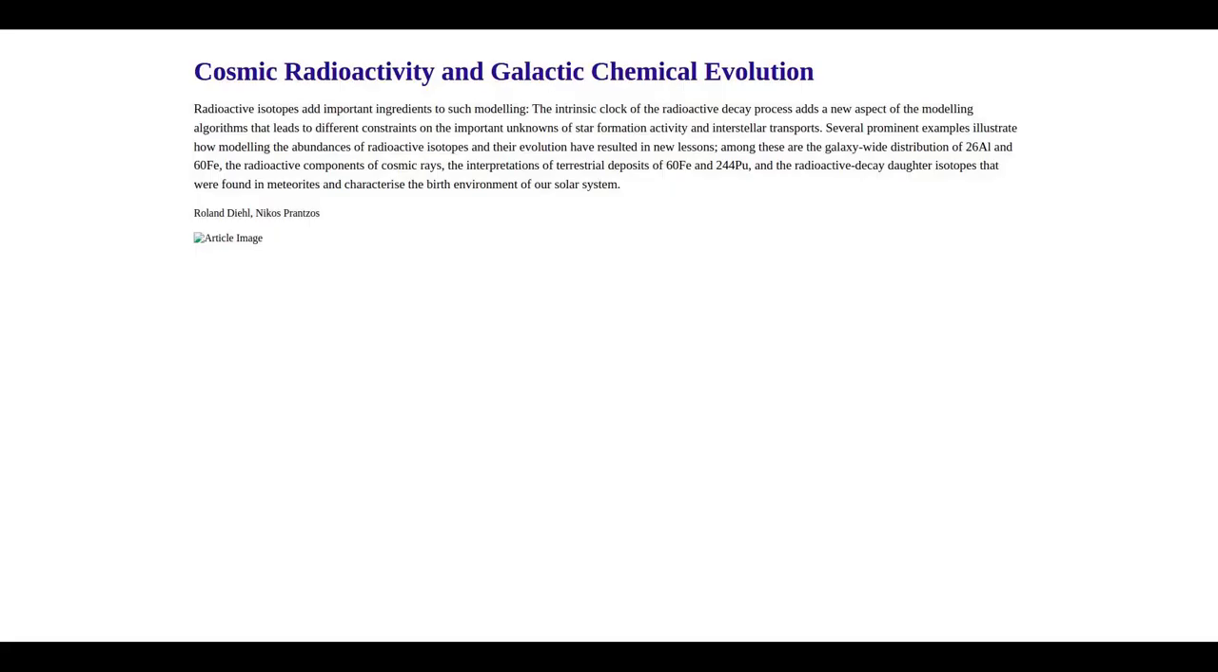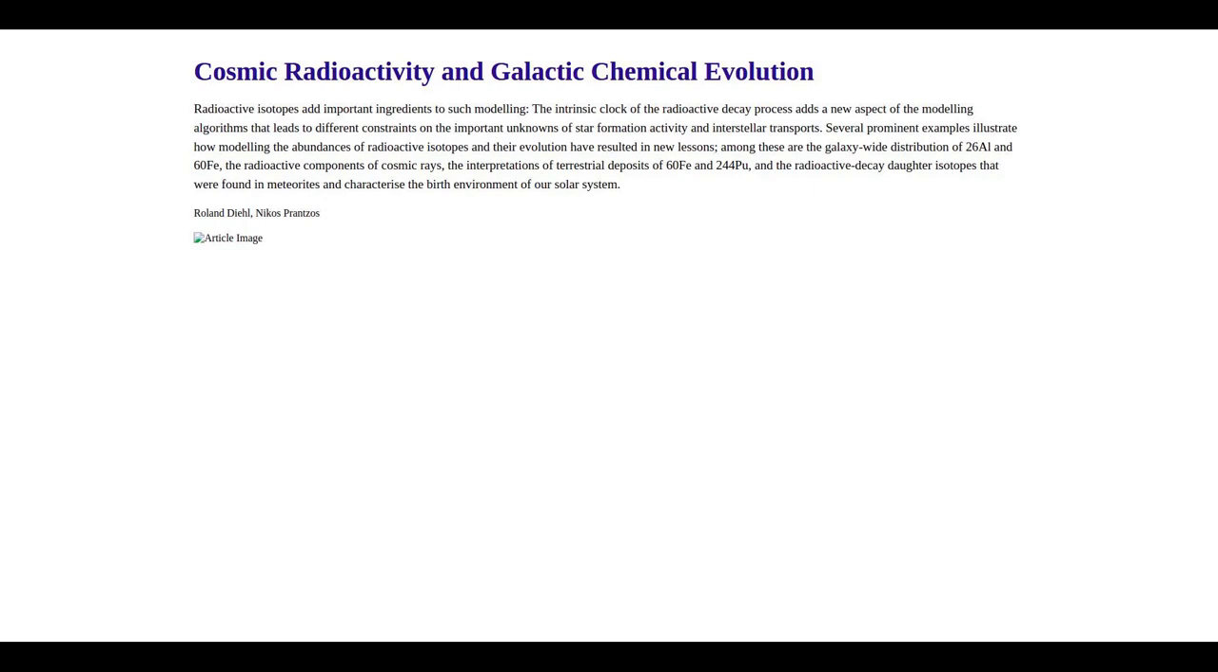Next article. Cosmic radioactivity and galactic chemical evolution. Radioactive isotopes add important ingredients to such modeling. The intrinsic clock of the radioactive decay process adds a new aspect to the modeling algorithms that leads to different constraints on the important unknowns of star formation activity and interstellar transports.